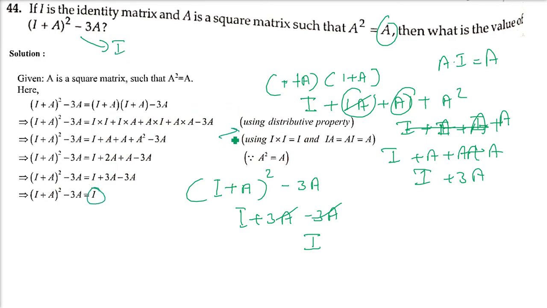This is the way you have to write, okay, one by one. You have to write I square equals I. You have to write A into I is going to be A. Distributive property, etc.